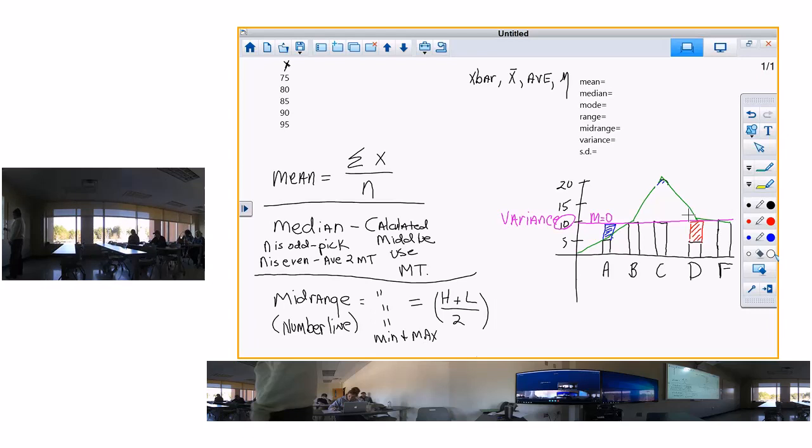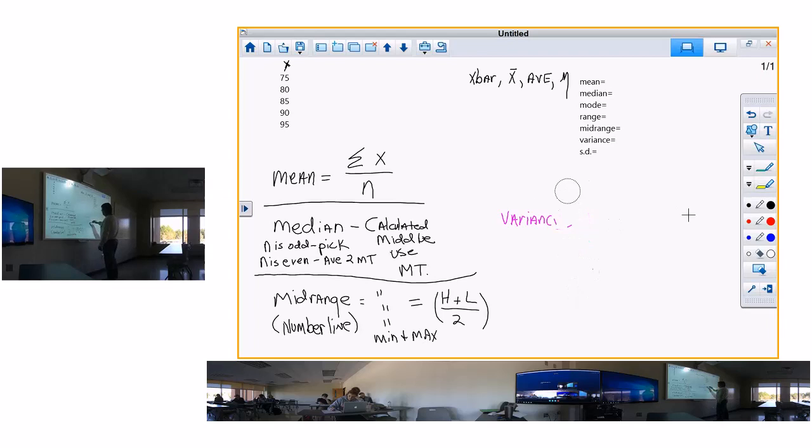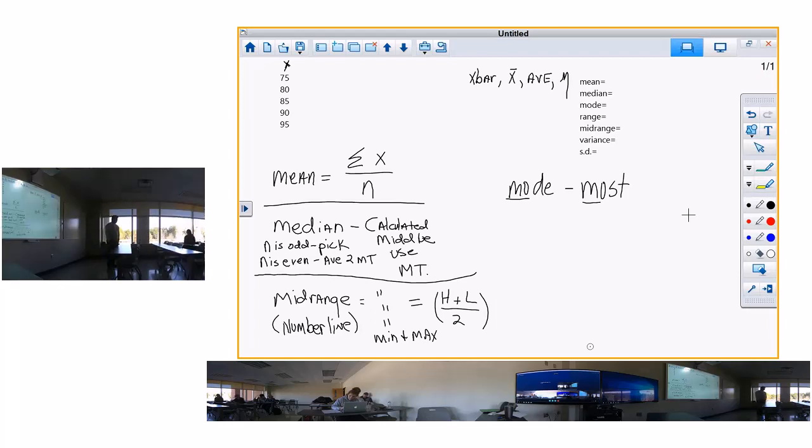All right, I'm going to erase this. And we're going to talk about the mode. The mode, remember the first two letters in mode are the same two letters that are in what? Most, the one that shows up the most. You can have one mode or you can have 5 modes. Mathematically, we really don't care. Okay? It really doesn't matter.